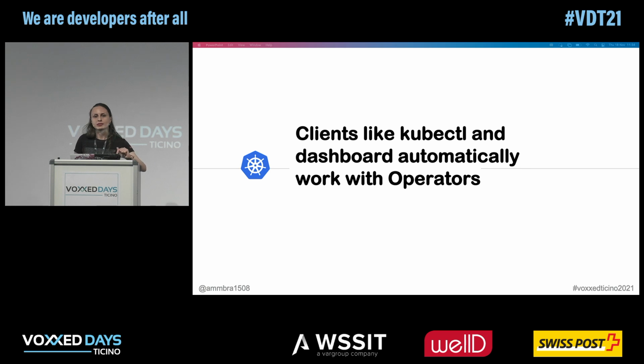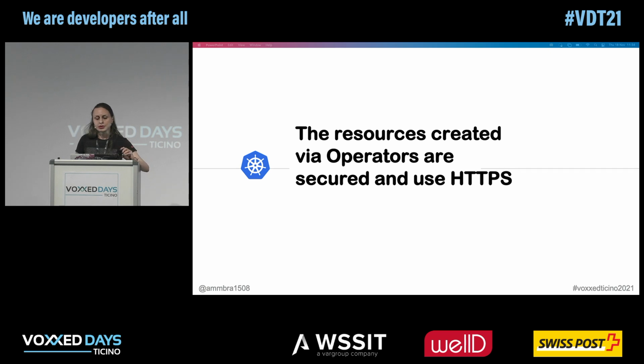Clients like kubectl or the dashboard that you're seeing in Minikube, or anything that's on top of the basic dashboard that Kubernetes has, automatically work with operators. They recognize operators. So you don't need a separate installation of something so that you can use your operators. The resources that you're creating as an operator are secured and they use HTTPS. So when you're creating an operator, you're also getting the security part. Of course, it's a bootstrap default. You need to tailor it a little bit, but you get a good template on how you should expand.